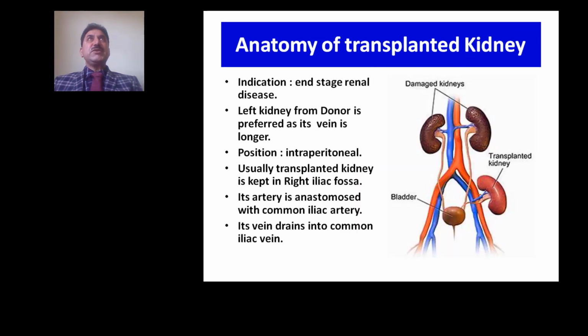What do you know about a transplanted kidney? What are the indications for kidney transplantation? End-stage renal disease is the common indication for renal transplantation. The left kidney from the donor is preferred as its vein is longer. It is kept outside the peritoneal cavity. Usually, the transplanted kidney is kept in the right iliac fossa. Its artery is anastomosed with the common iliac artery and its vein drains into the common iliac vein.